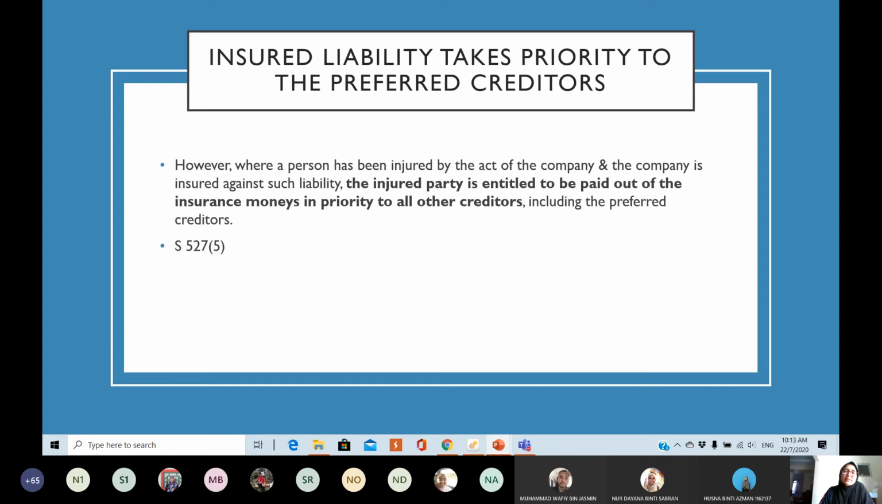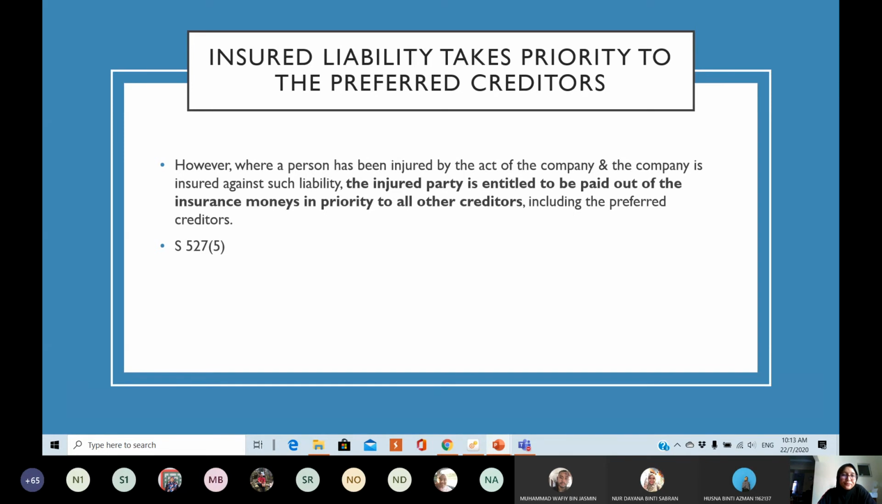So I think this is common sense as well. So yang mana contohnya insurance tu cover for a particular loss kan. So bila ada duit insurance tu kenalah bayar untuk particular loss yang suffered by someone else tu. Yeah? Okay, so that is there is an express provision under the law that this take priority over preferred creditors. Yeah? Dia tak bolehlah pula ambil duit insurance tu nanti bayar orang lain pula lah.